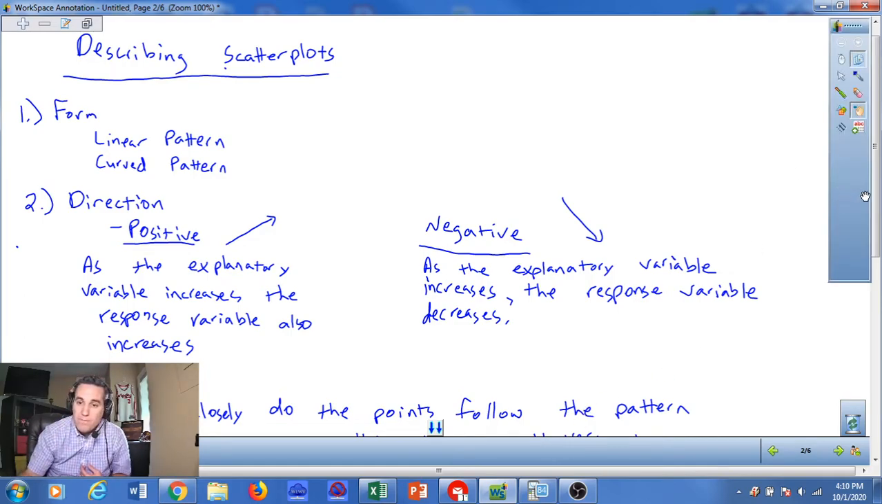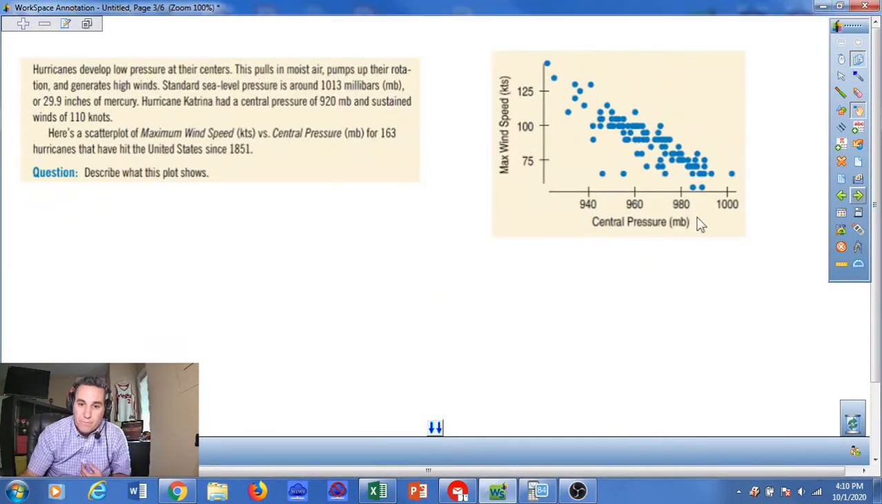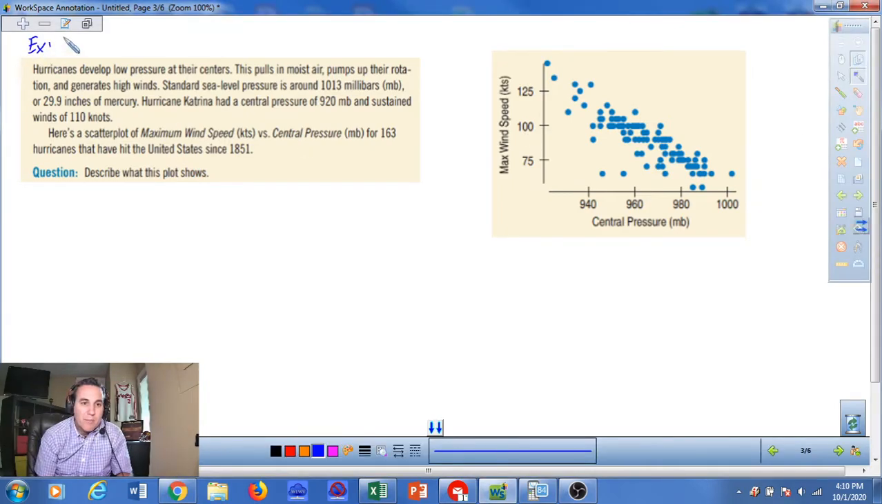So let's do a problem. I think I have one here. I do. Lucky me. Who knew? Okay. Hurricanes develop low pressure at their centers. Okay. So we'll do this example. This pulls in moist air, pumps up their rotation, and generates high winds. Okay. Standard sea level pressure is around 1013 millibars, or 29.9 inches of mercury.